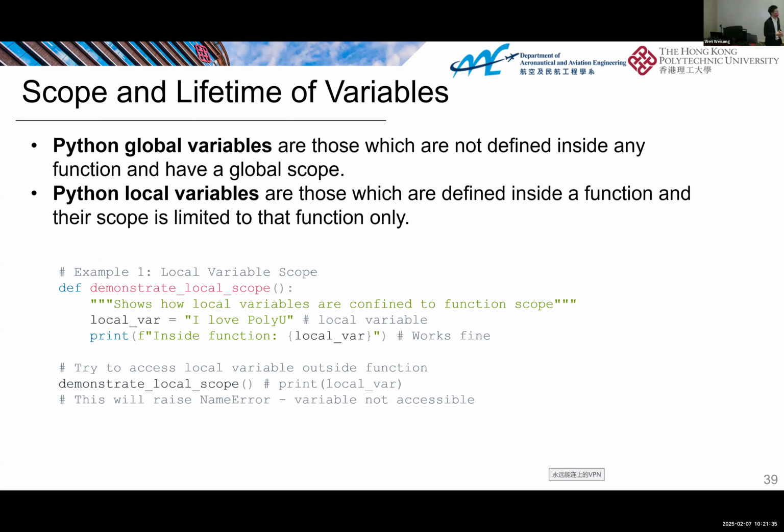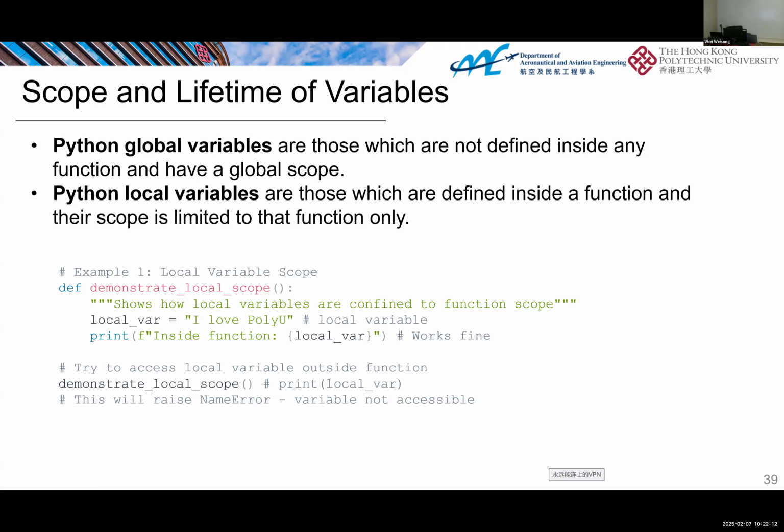In C++ class, the scope and the lifetime of variables are very important, and in Python it's also very important. So we have global variables and local variables. This is because we have defined a function. For example, a variable defined within the function is the so-called local variable. A variable defined inside the function can be used normally.